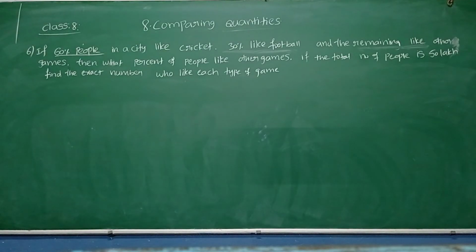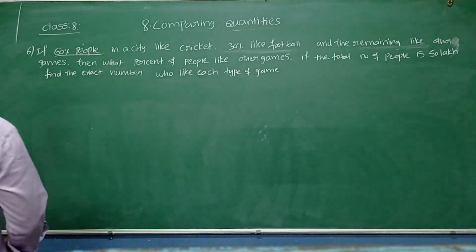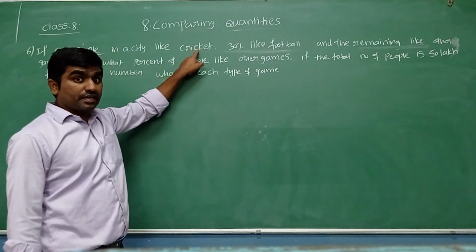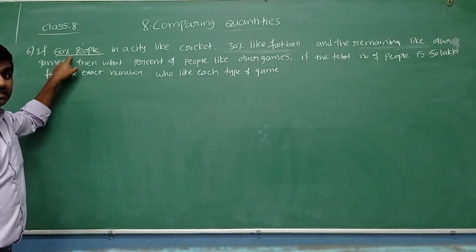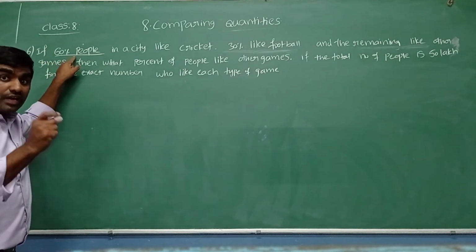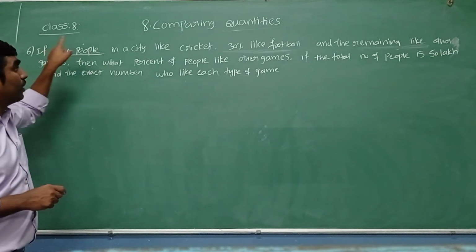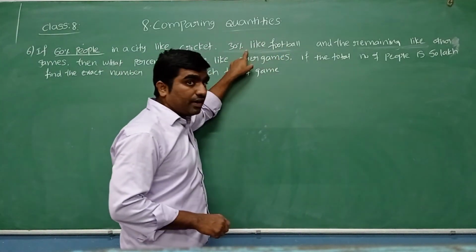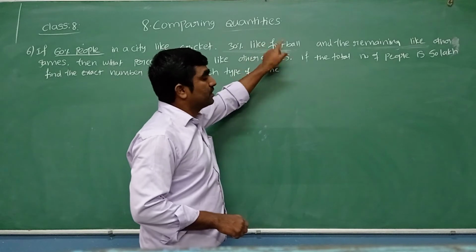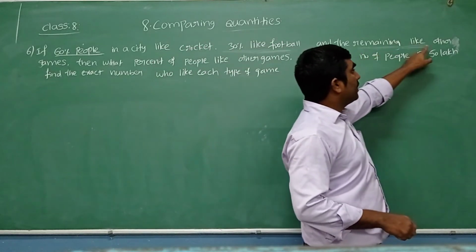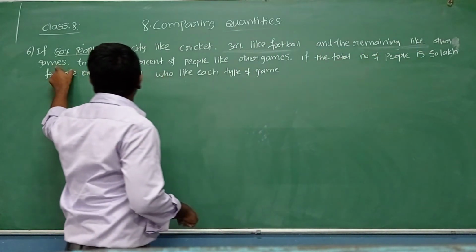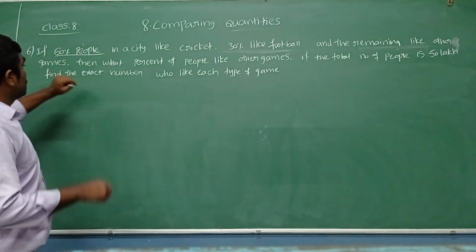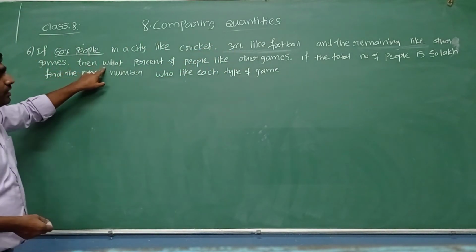Yes children, now let's see one example based on the percentage concept. Here they said 60% of people like cricket. 60 out of 100. For every 100 people, there are 60 people who like cricket. 30% like football. For every 100, there are 30 people who like football. And the remaining like other games. 60 plus 30 is 90. 100 minus 90 is 10. So there are 10% of people who like other games.